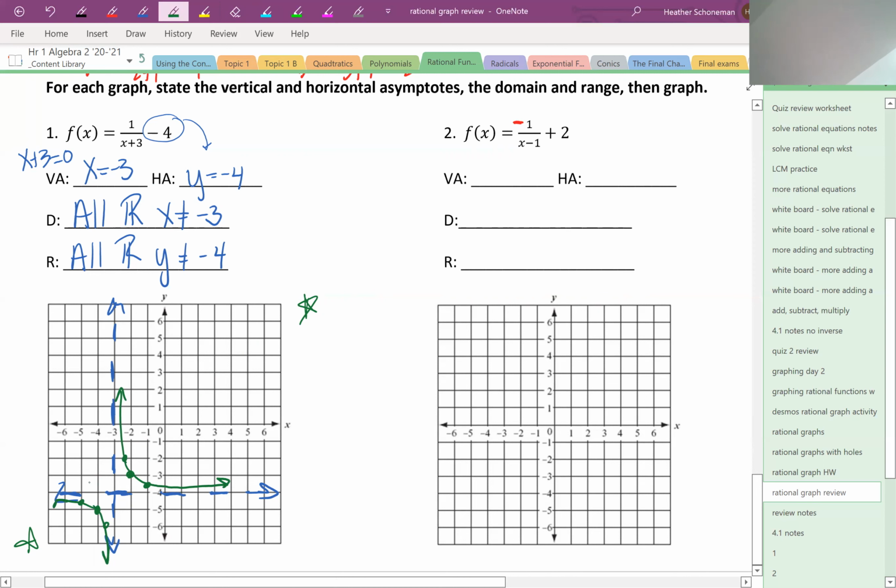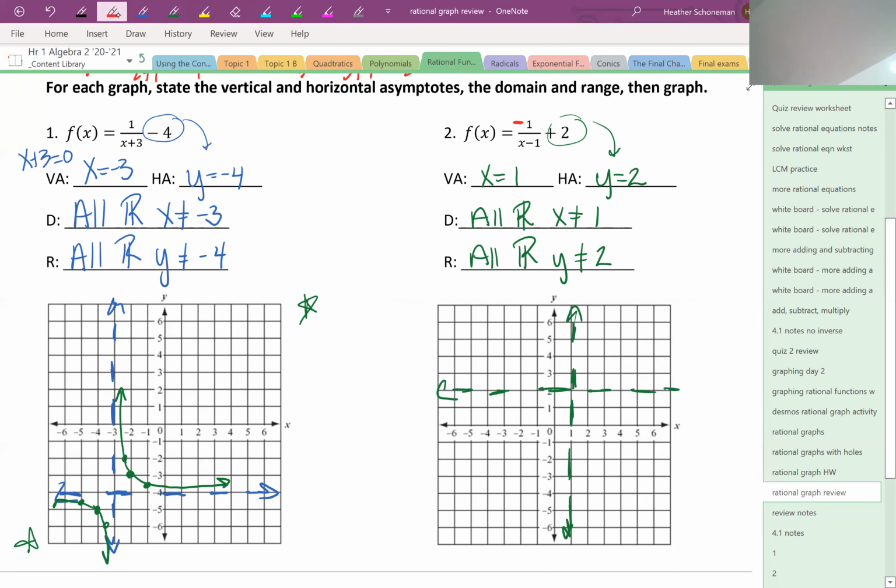Let's try the second one. On the second one, the vertical asymptote is what makes the bottom 0, so that's x equals 1. The horizontal asymptote is the number at the end, so it's y equals 2. So here I get all real numbers except x cannot equal 1. And here I get all real numbers except y cannot equal 2. So when I graph it, I have a vertical line at x equals 1 and a horizontal line at y equals 2. But this time, because it's the negative, it's going to be the top left and the bottom right. And if you drew a line, that's negative slope.